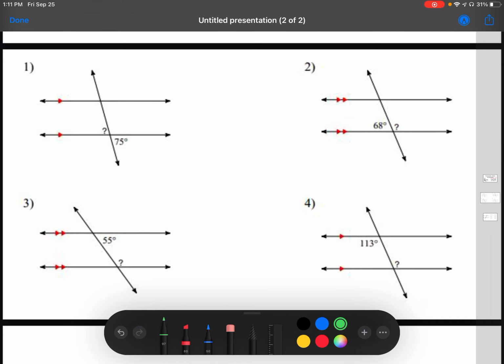So number 1, I know this angle is 75 degrees, and then what I'm looking for is this angle here. How big is this angle? Right, so what I do is I decide these 2 angles, they're across from each other. That means they're vertical. And vertical angles are congruent. So the unknown angle is the same as the angle we have. So number 1, the missing angle is 75 degrees.